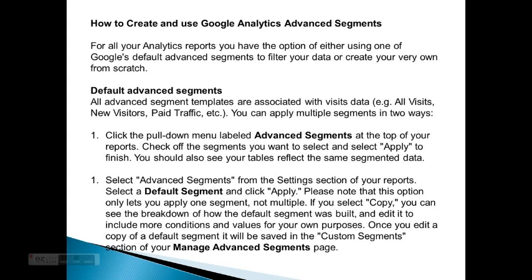If you select Copy, you can see the breakdown of how the default segment was built and edit it to include more conditions and values for your own purposes. Once you edit a copy of the default segment, it will be saved in the Custom Segments section of your Manage Advanced Segments page.